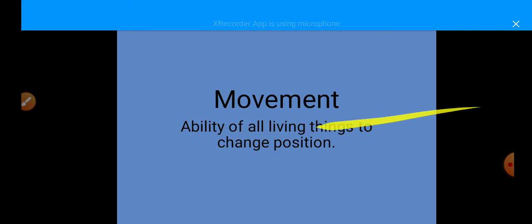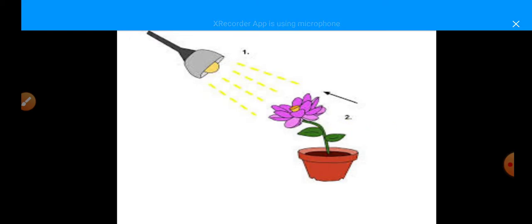So how do plants move? This is an example of movement in plants. It is called phototropism. It is found in photosynthesis. Photosynthesis is the way plants are able to produce their food with the use of sunlight. So this particular picture is reflecting a case where a plant is growing in the direction of light.